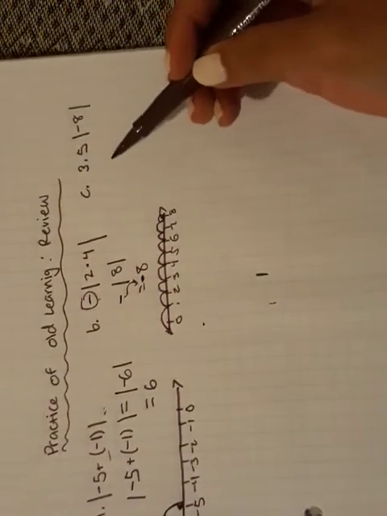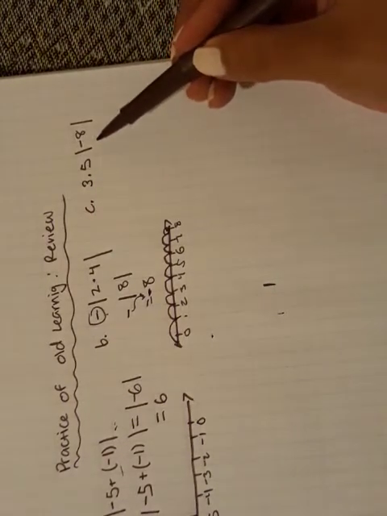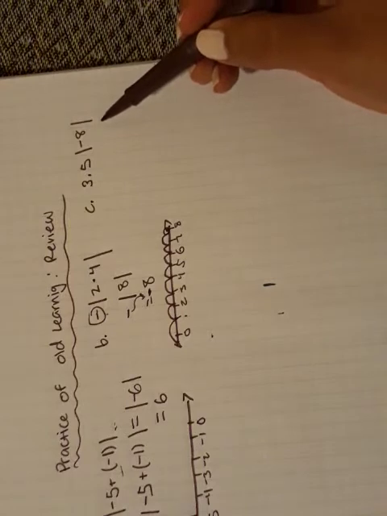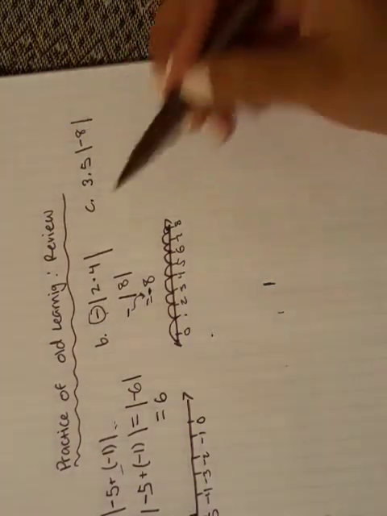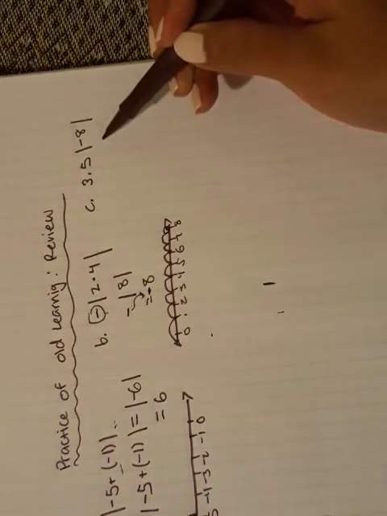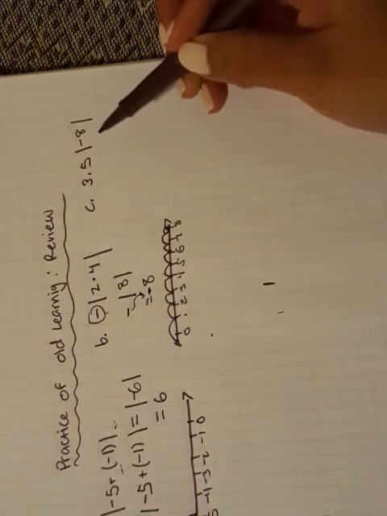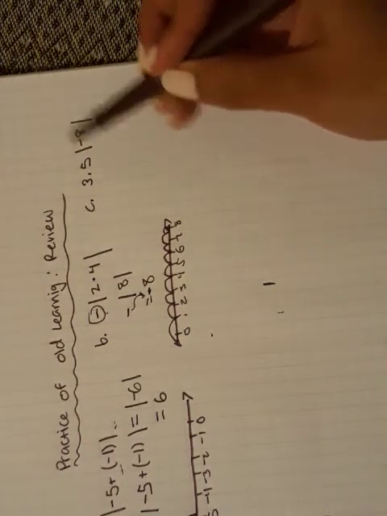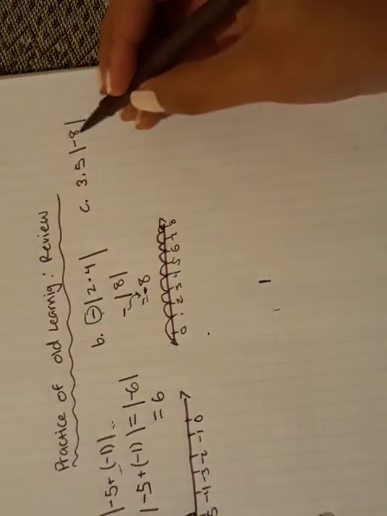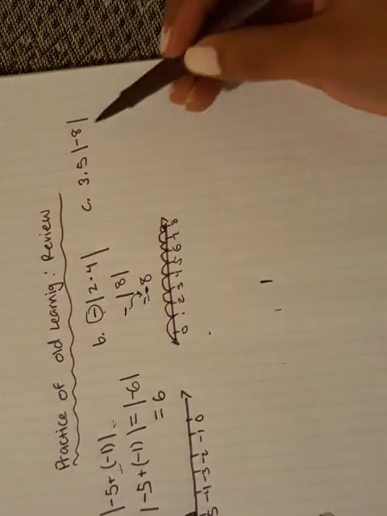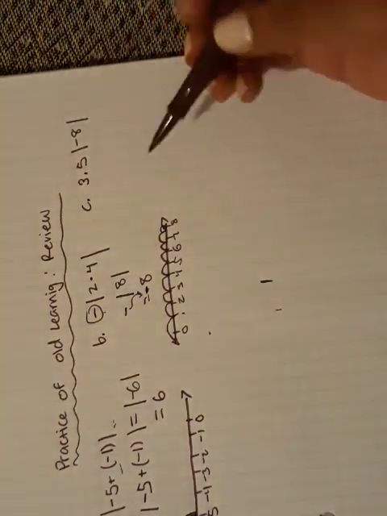All right, last one I'm doing with you guys, 3.5 times the absolute value of -8. So this is a multiplication operation. But before we start multiplying 3.5 times -8, we need to find the absolute value of -8 first. So the absolute value of -8, we already found the absolute value of +8. Now it's the absolute value of -8.